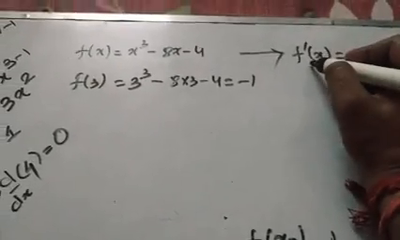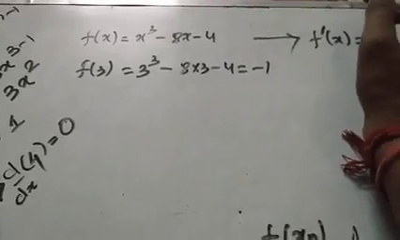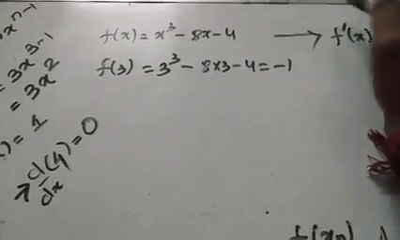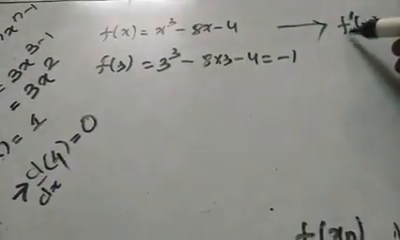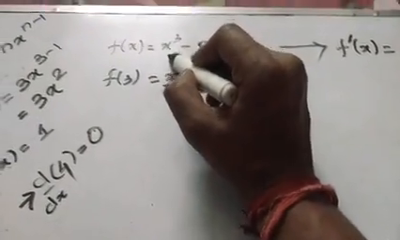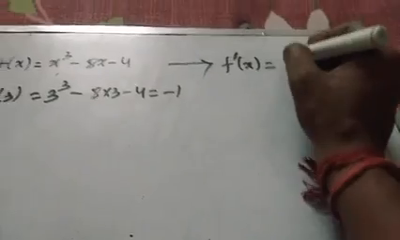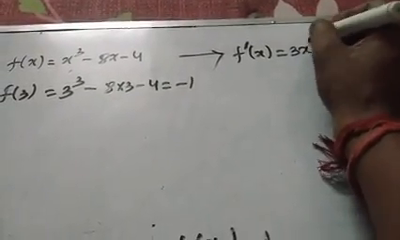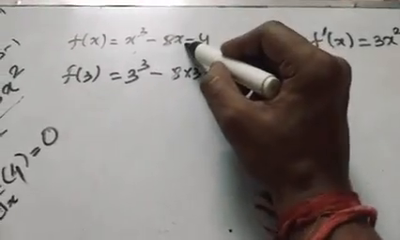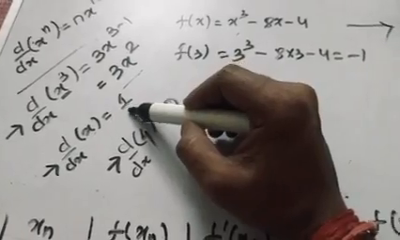So first of all, f dash. Dash means differentiation, differentiation of this function f of x. That's why f dash of x. Now first of all, what is the term here? X cube. We have learned the differentiation of x cube is 3x square. So in place of x cube we are going to write 3x square minus 8. What is here? X. The differentiation of x is 1.